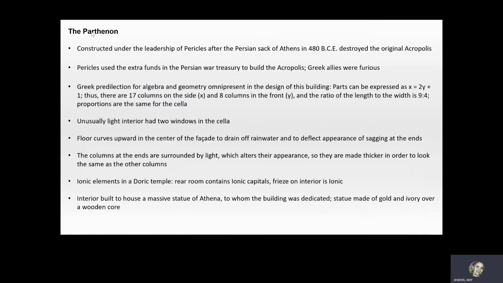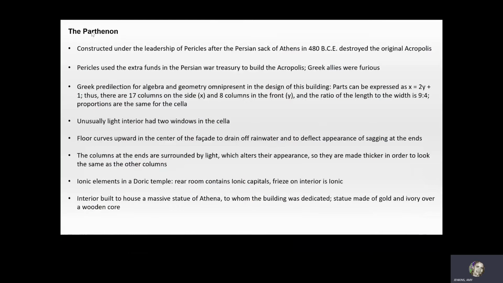There are 17 columns on a side, 8 columns on the front, and the ratio of the length to the width is 9 to 4. Proportions are the same for the cella. There's an unusually light interior, with 2 windows in the cella.